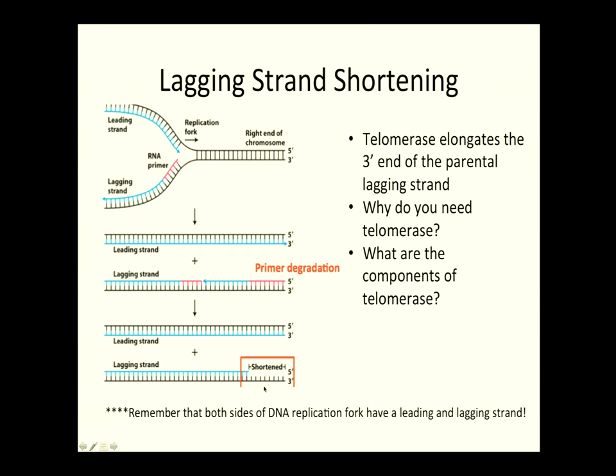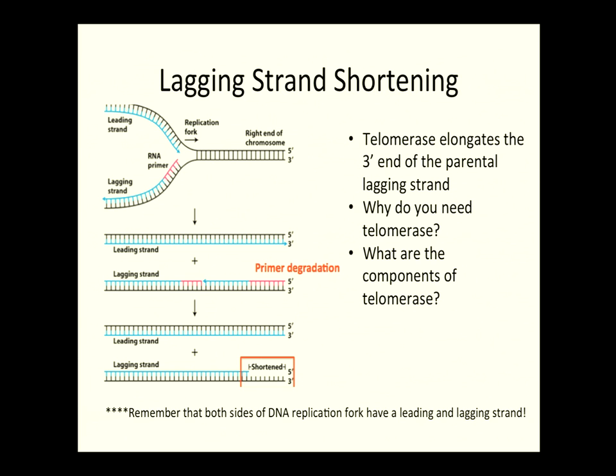But this would be your 3' parental strand. And you know that because here the primer has been removed on the daughter strand. So only the daughter strand will have primers, right? So once it's been removed, you have this open gap right here. And this is where telomerase will come in and elongate. But it's going to elongate the parental strand. So bases will always be added to the 3' end of the parental strand.